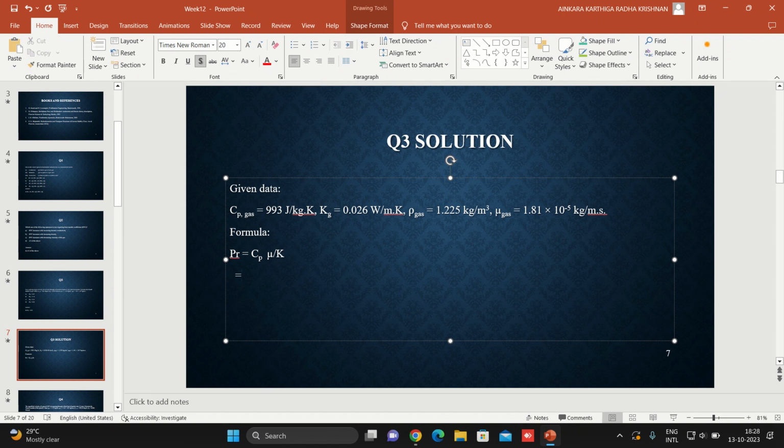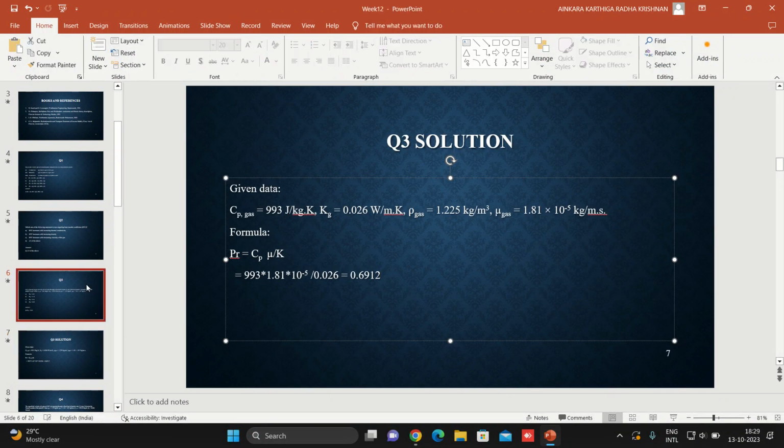On substituting this, what we will be getting is 993 into 1.81 into 10 power minus 5, divided by 0.026, which is equal to 0.6912. So what are the options? Option D is the right answer.